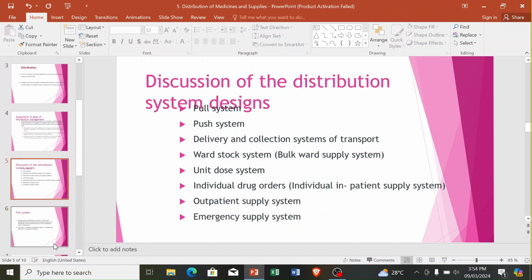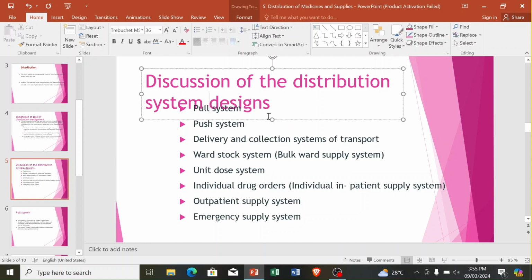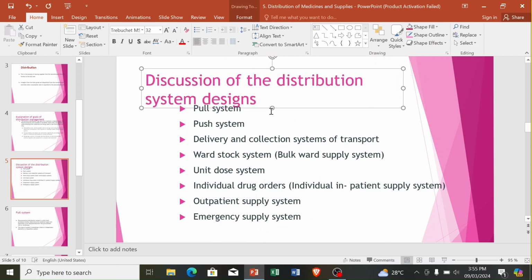So we are going to discuss the distribution system or designs. We have what you call the pull system. We have the push system. These are methods of distribution or system designs. In case you ask for distribution methods or system designs, they are the same. We have the pull system, we have the push, we have the delivery and collection system of transport. We have ward stock system, that is bulk ward supply system. We have the unit dose system. We have individual drug order, that is individual inpatient supply system, and then outpatient supply system, and then emergency supply.